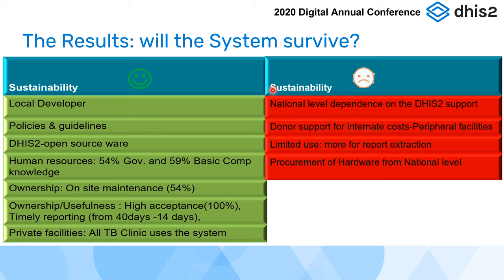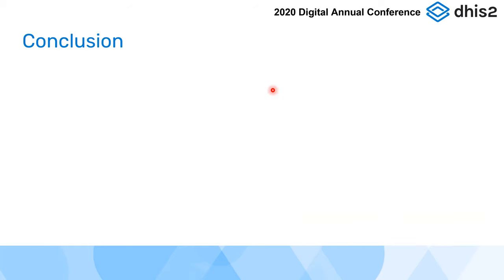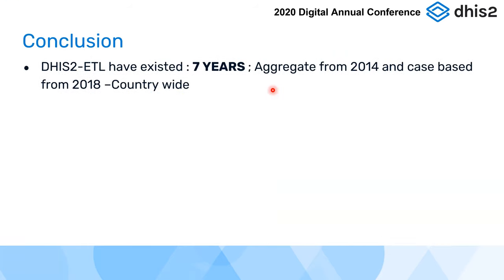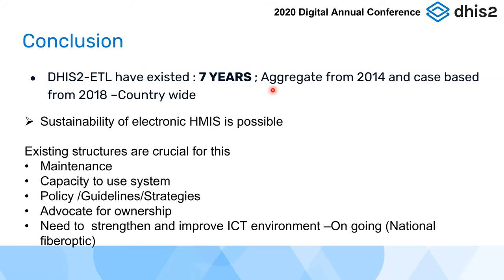But also procurement, we noted that most of the hardware being used was procured by the national level. Only in very few facilities are the PCs from the councils themselves. So from that, I can say that we have been living with DHIS2 for quite some time, almost 7 years, and almost 2.5 years for the TB tracker part. So sustainability of the electronic health management information system can be realized, but we need the existing structures to be strengthened. Thank you so much.